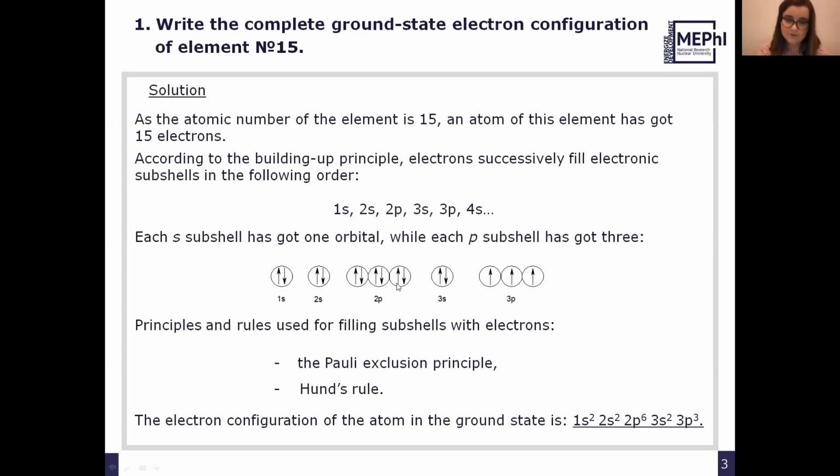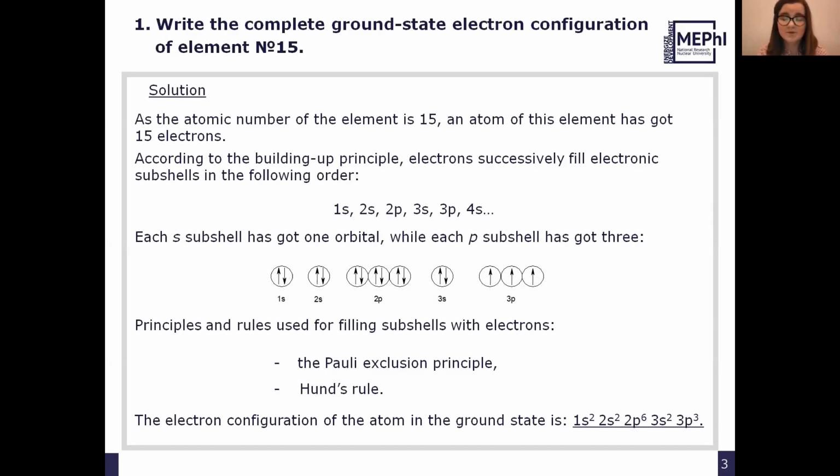So we put 2 electrons in the 1s orbital, we put 2 electrons into the 2s orbital, then we put 2 electrons into each of the 3 orbitals of the 2p subshell, and that makes 6 electrons there. Then we place 2 electrons into the 3s orbital, and then we have 3 electrons left, and we are coming to the most interesting part of this problem.